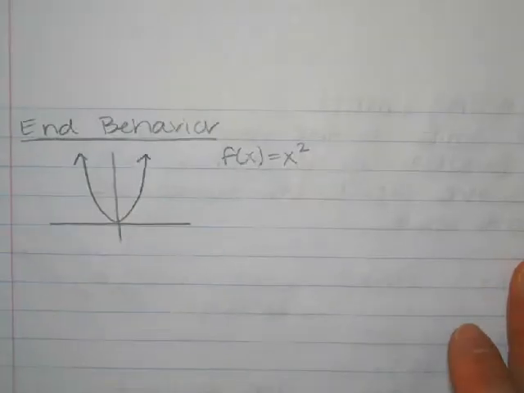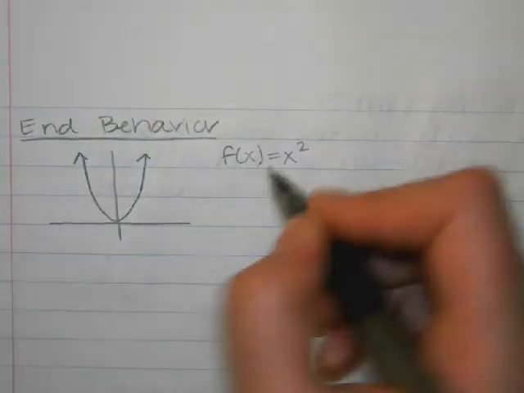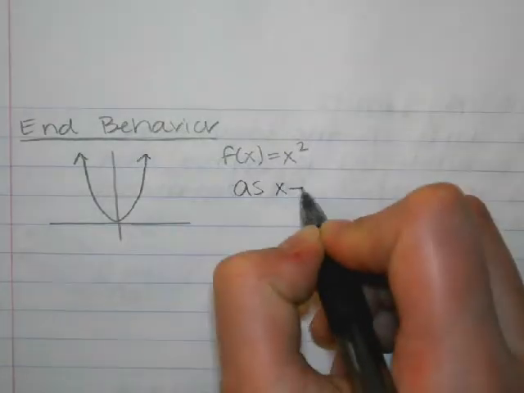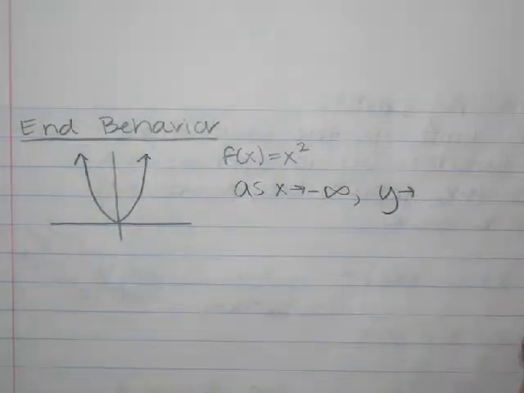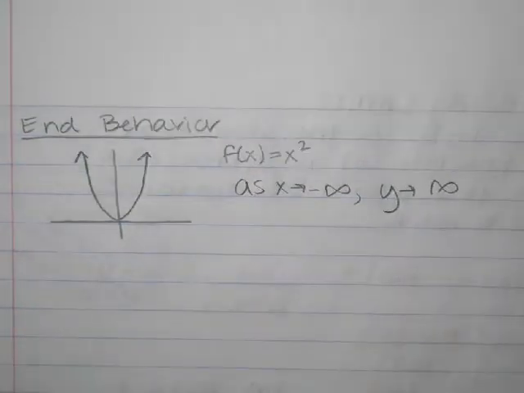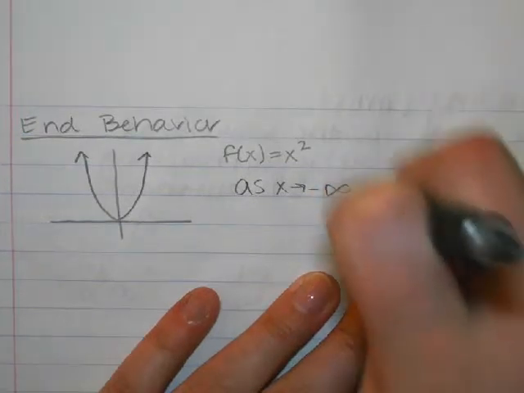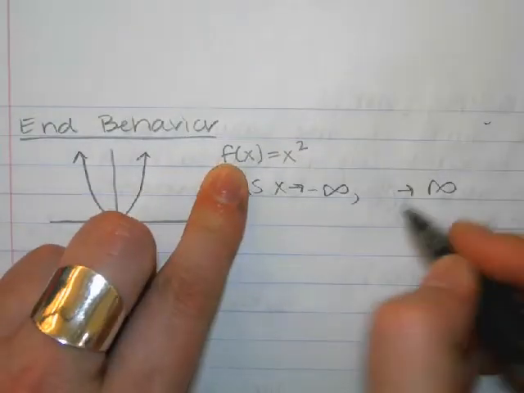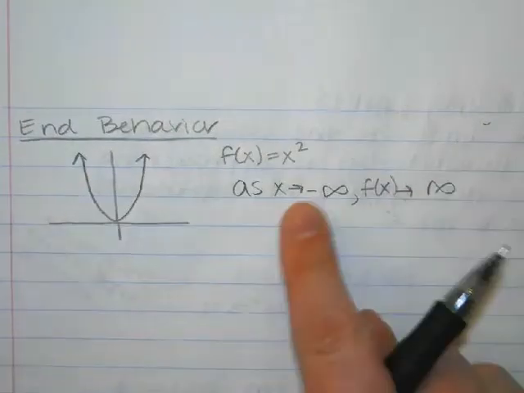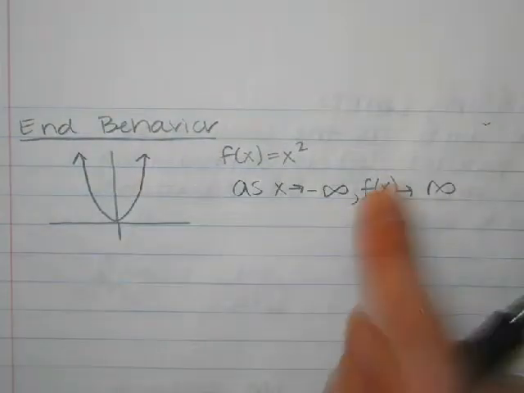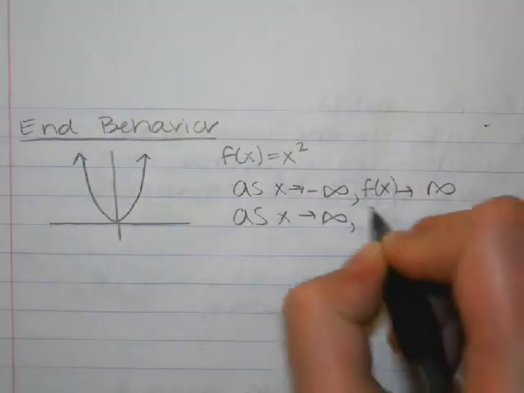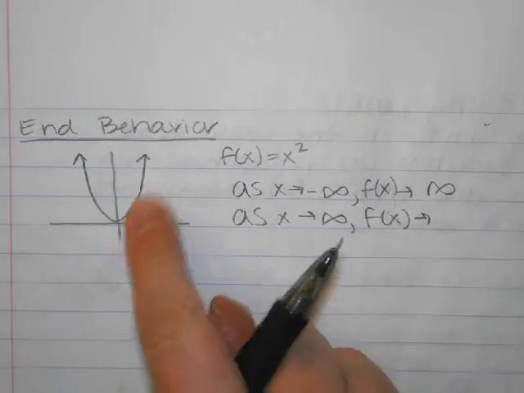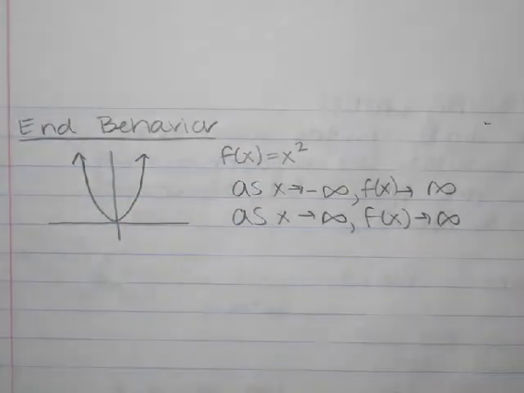And if I was to write the end behavior before today, I would have written, as x goes to the left forever, the y value does what? It goes up, right? But I wouldn't have said the y value, I would have said f of x, because I wrote the equation as f of x. So as the x value goes left forever, the y value goes up. And as the x value goes to the right forever, the y value goes up. So that's how we would have written the end behavior before today.